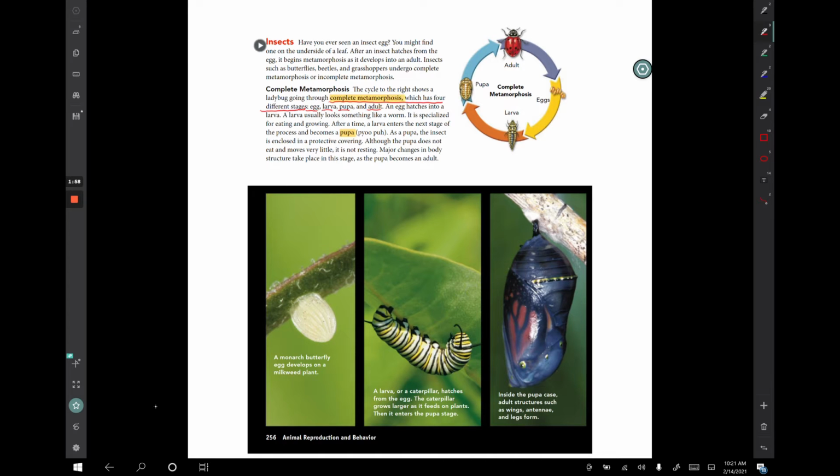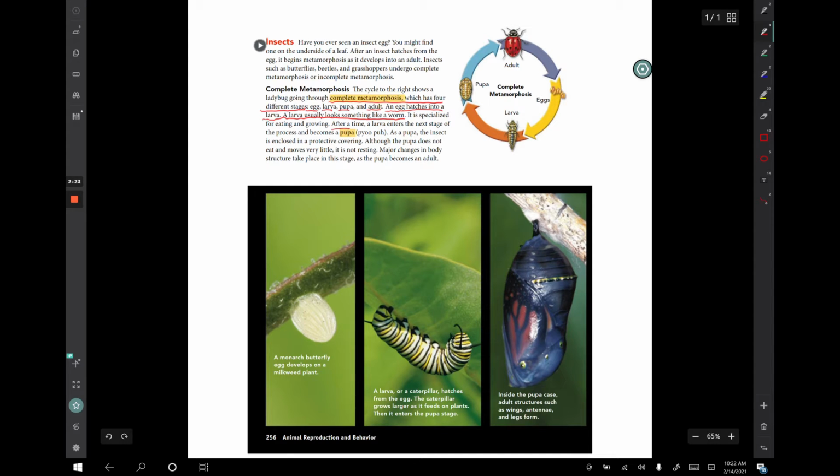So the first thing that happens is that the egg hatches into a larva, and the larva usually looks something like a worm. If you're thinking about a butterfly larval stage, that's a caterpillar. So if you've seen a caterpillar, a woolly worm, you're looking at the larva stage of that insect.